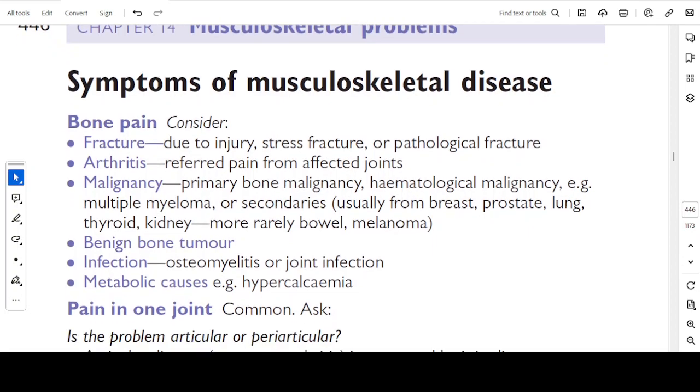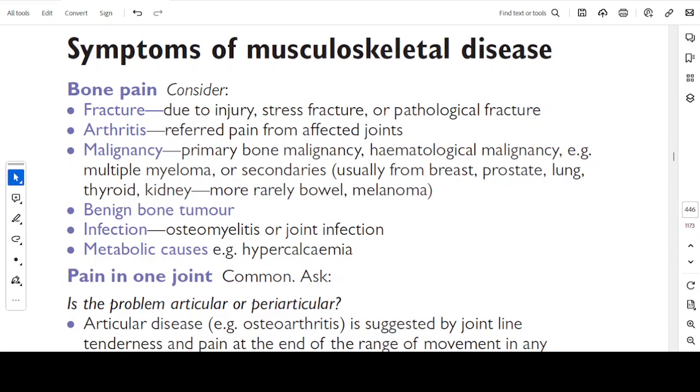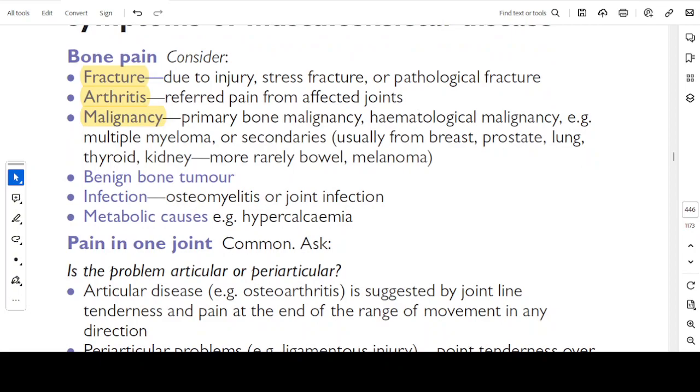Page 446. Symptoms of musculoskeletal disease. Bone pain. If there is bone pain, consider fracture due to injury, stress fracture, or pathological fracture, arthritis, referred pain from affected joints, malignancy, primary bone malignancy, hematological malignancy, for example multiple myeloma, or secondaries, usually from the breast, the prostate, the lung, the thyroid, the kidney, more rarely the bowel, melanoma.